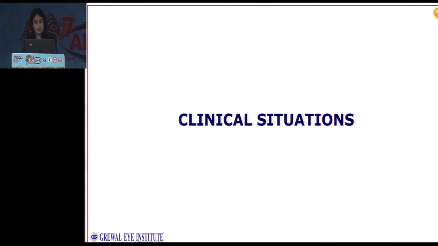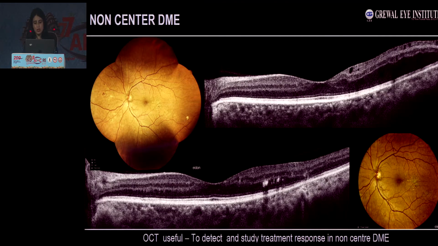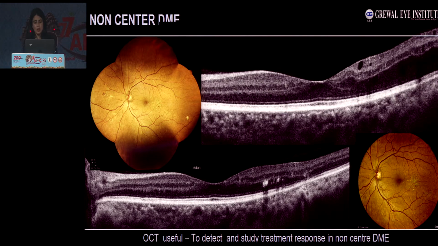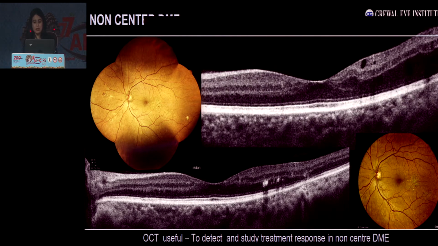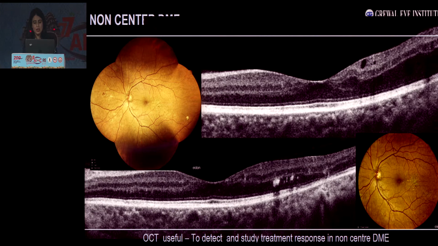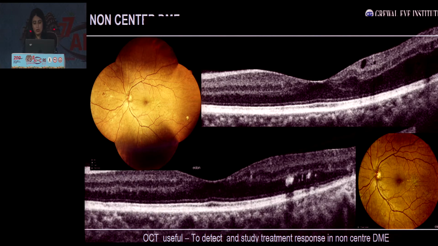And then how does the OCT help you in the management of your DR patients? Like this is a non-center DME over here. You can see there is thickening which is threatening the fovea. So patient just underwent a simple macular laser, and post-laser OCT, there's reduction in the thickness, and your fovea is still well spared.